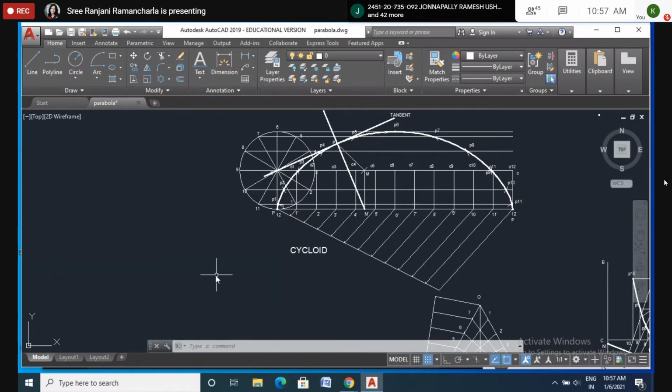Ma'am, 1 second, ma'am. Should I repeat again? Yes, ma'am. The curve generated by a point on the circumference of a circle, which rolls without slipping along another circle outside it, is called an epicycloid.